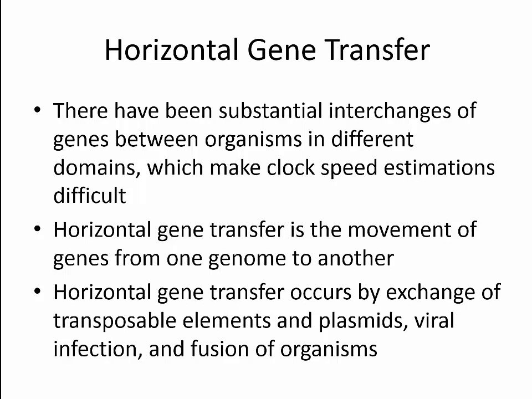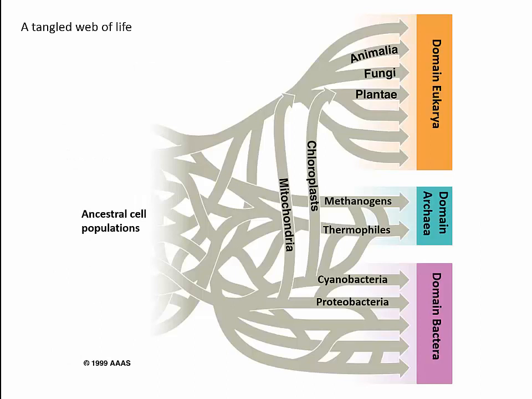Horizontal gene transfer is the movement of genes from one genome to another. Horizontal gene transfer occurs by exchange of transposable elements and plasmids, viral infection, and fusion of organisms. So it's a tangled web of life. On the left-hand side, you see ancestral cell populations, and here is horizontal gene transfer going on. We believe that mitochondria and chloroplasts were indeed the result of horizontal gene transfer from cyanobacteria and proteobacteria. So they're coming into plants and animals and fungus, and that is where we're kind of stumped as to how to calibrate the clock.